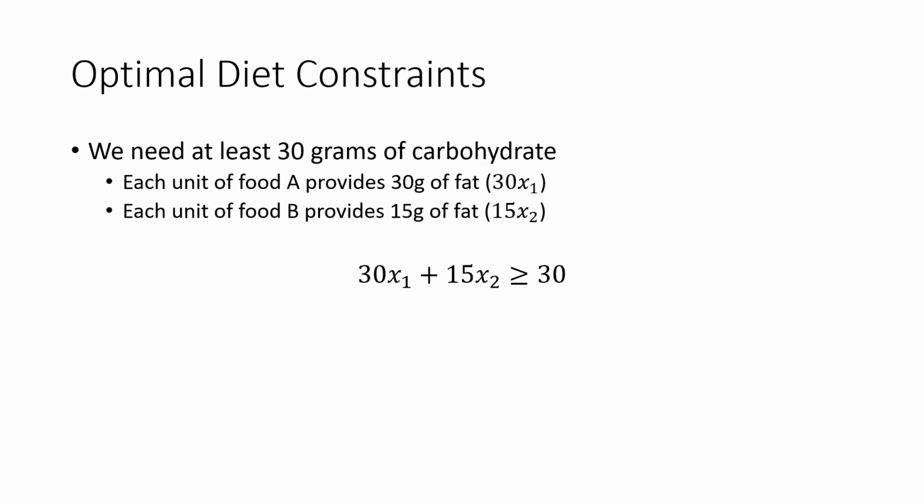My third constraint, dealing with carbohydrates, same way. 30 times the amount of food A plus 15 times the amount of food B, and it has to be at least 30 grams. There's my third constraint. So the three things holding me back are now in there.